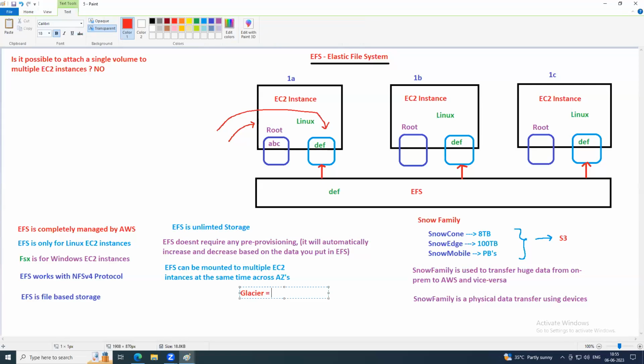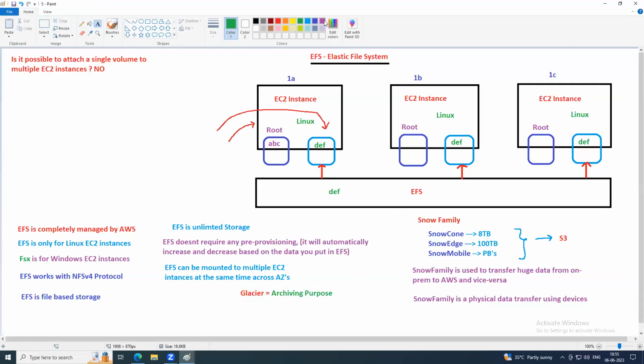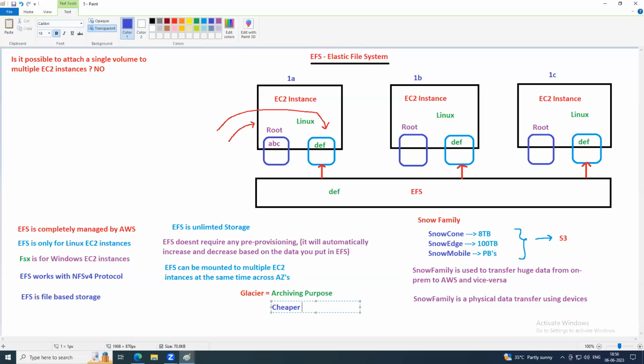What is that? This is for archiving purpose. So do you think it is cheaper than S3? Yes, it is cheaper than S3.